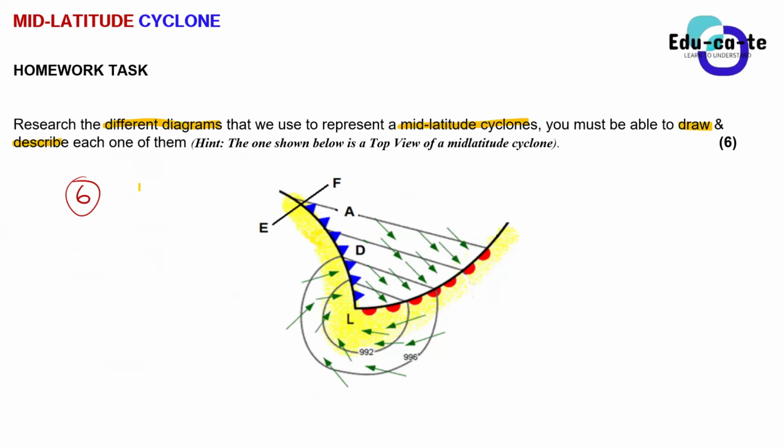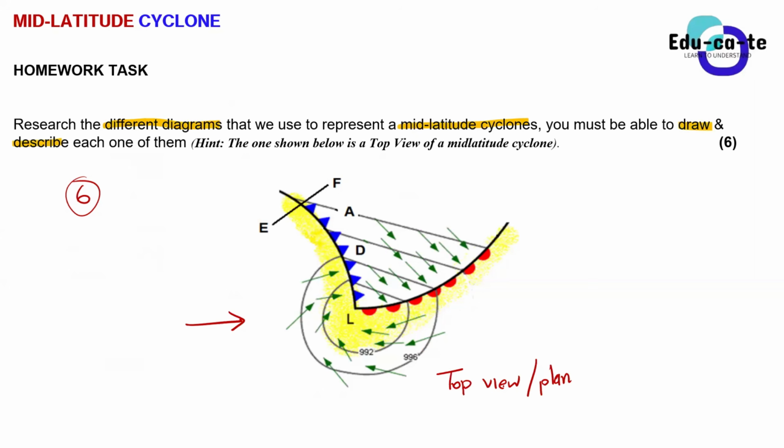You are given all these diagrams that you have been using all along, right? Yes, that's a top view of a mid-latitude cyclone. It's otherwise known as a plane view. So you are given that it's known as a top or plane view. It's a hint.